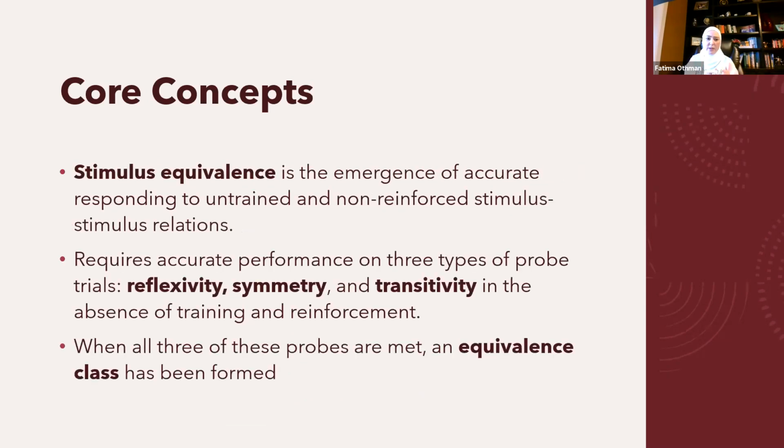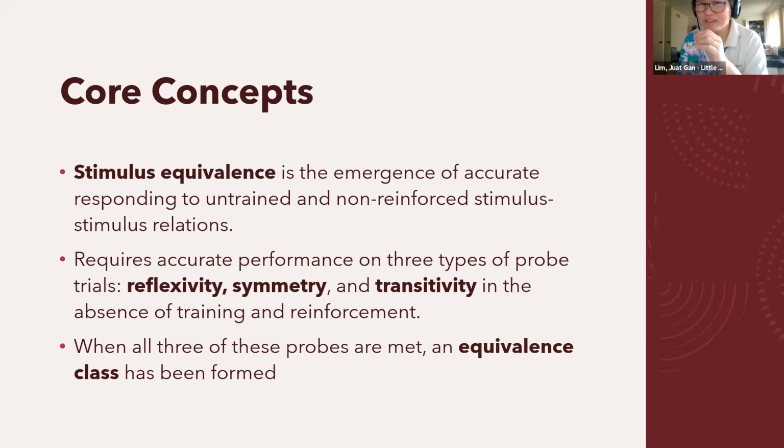So right here, it's accurate performance on three types of probe trials, right? So reflexivity, symmetry, and transitivity, those are all probes. That you're able to respond under these probe trials, like you said, and you're able to basically generate a new kind of response without me ever having taught you how to do it. So that's the idea of stimulus equivalence, that I taught you two things, but you get so many other things for free from just having learned the two.